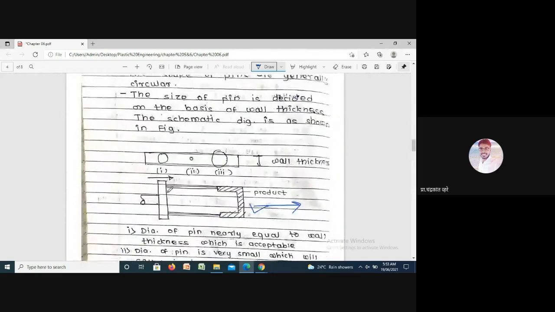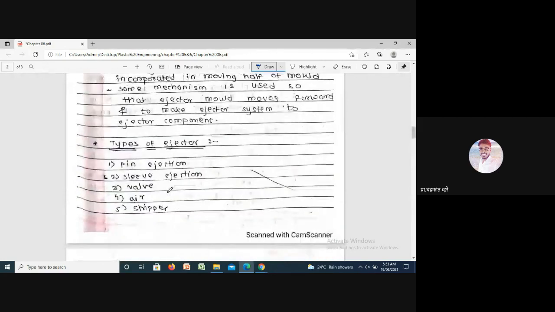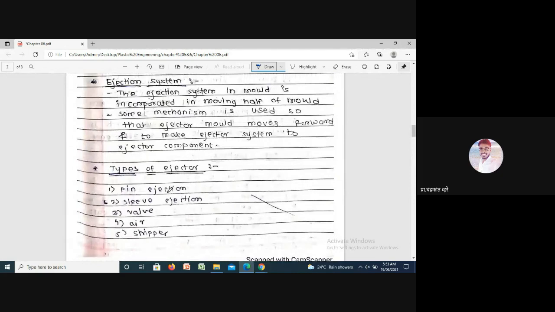Once again, what we have seen in this lecture: ejection systems and types of ejectors. The pin ejector system can easily be used for any shape of product. The sleeve ejection system is only for hollow parts having an inside hole or slot. For such cases, we use the sleeve ejection system.